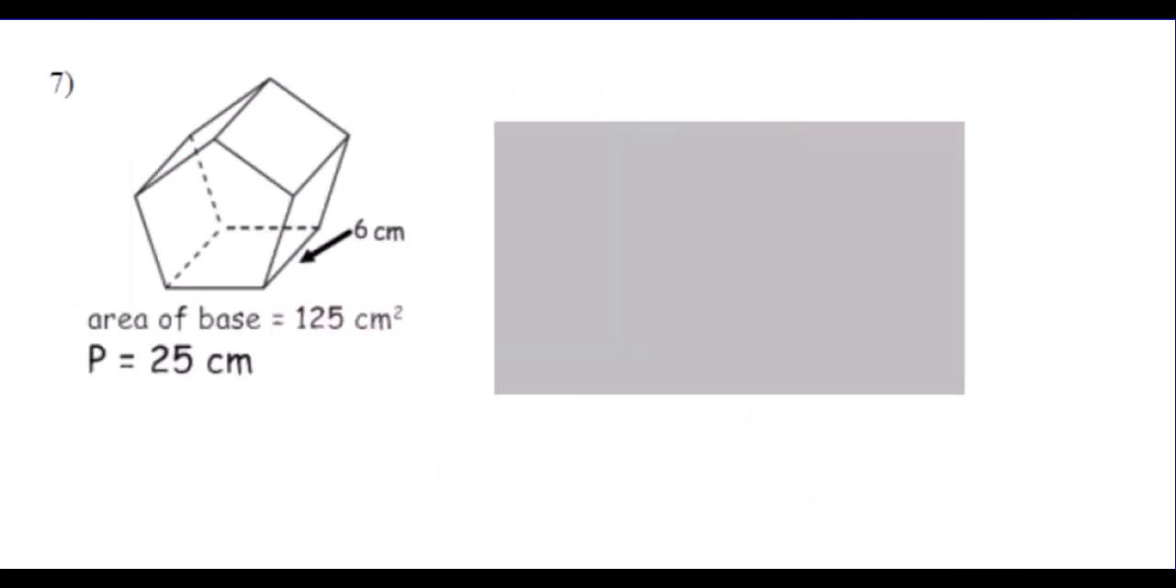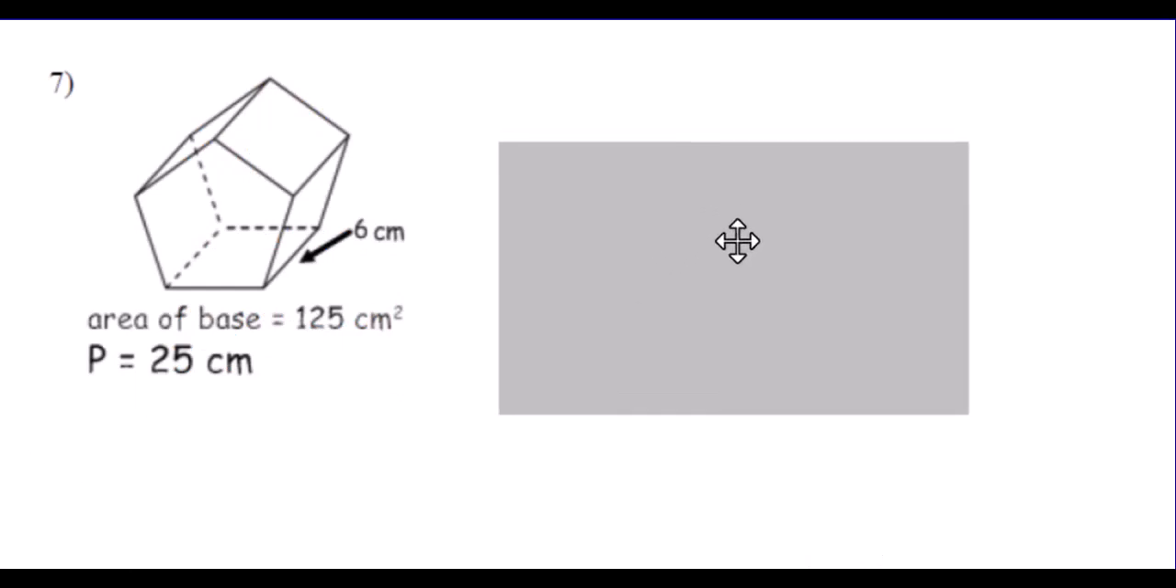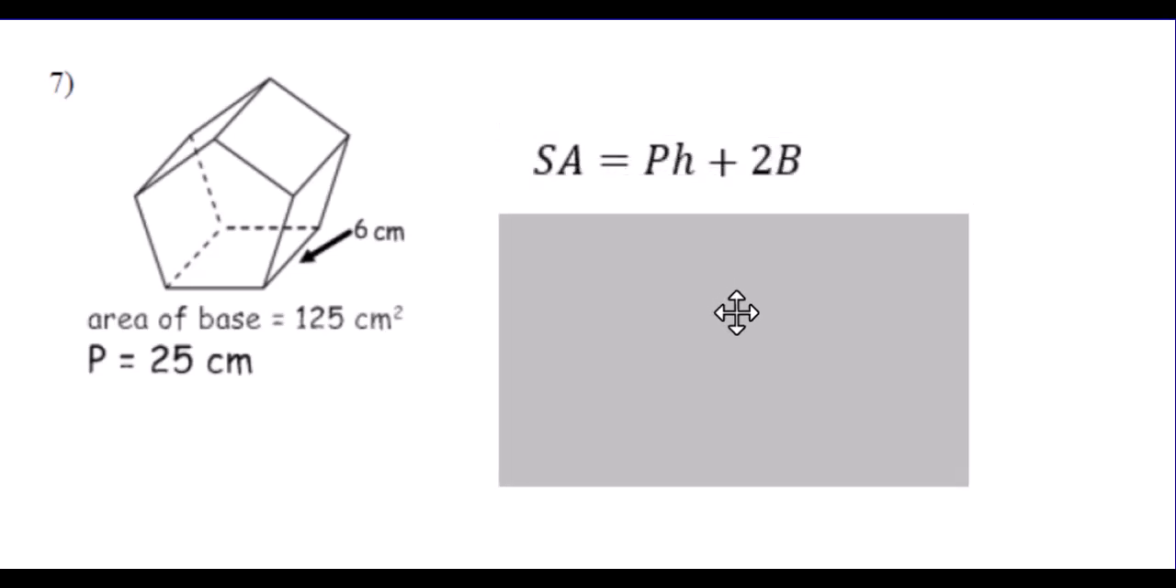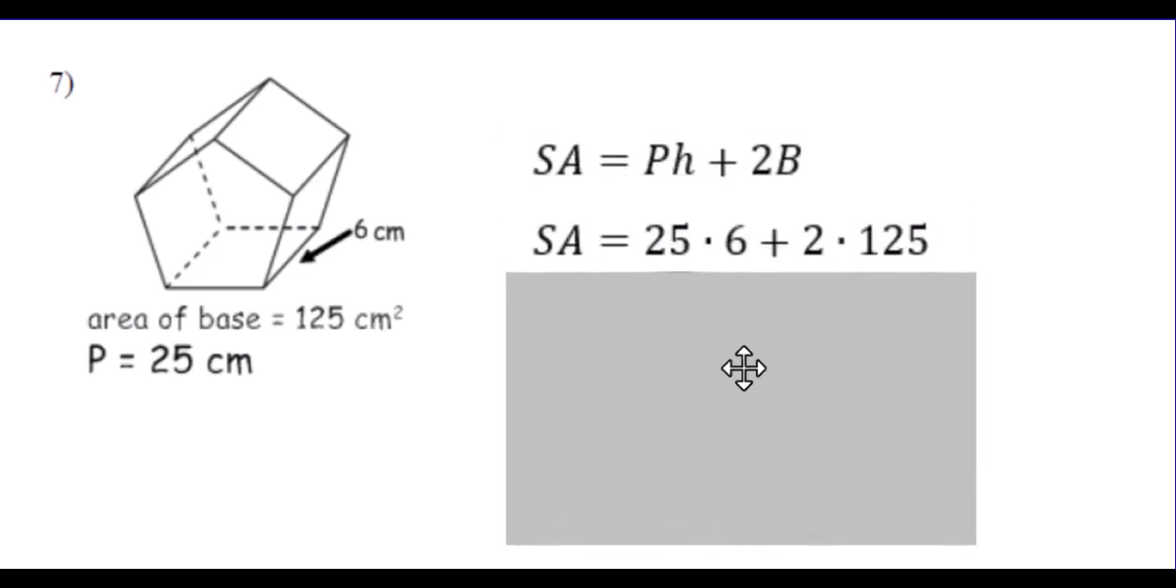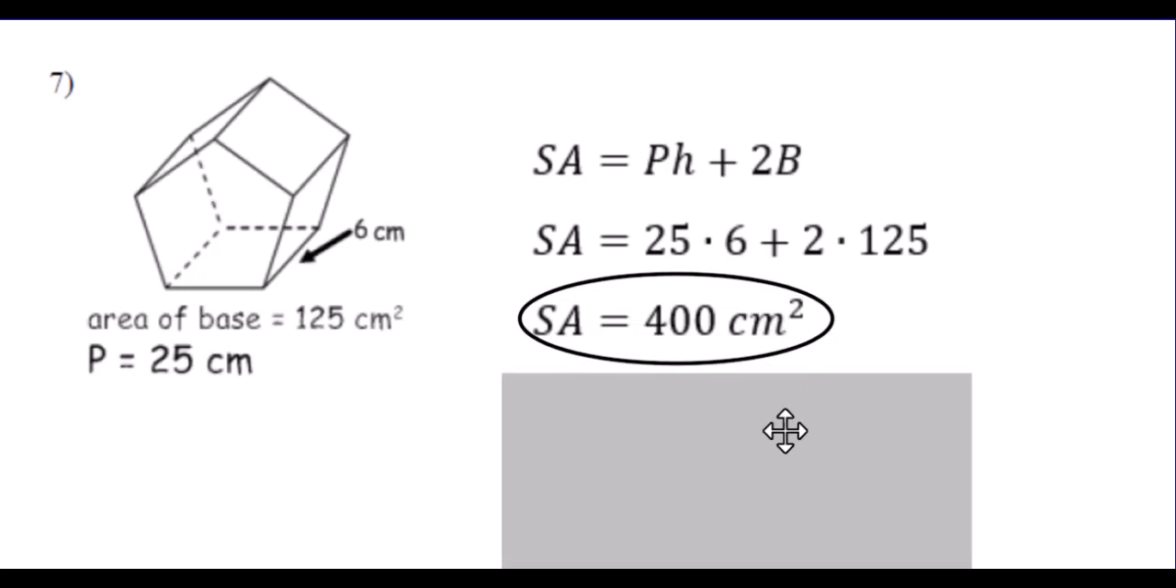All right, our last example with just finding surface area of simple shapes, we do have a pentagonal prism, and we are given the perimeter of the base, the area of the base, and the width, the distance between those two pentagons, which is 6. So we'll plug perimeter of the base in as 25 times the height or width of the prism, which is 6, plus 2 times area of the base, 2 times 125. And our total surface area will be 400 centimeters squared. Again, I just plugged those into my calculator in one single step there.